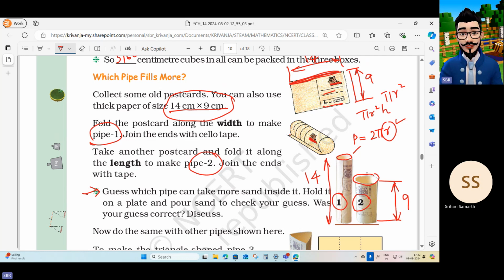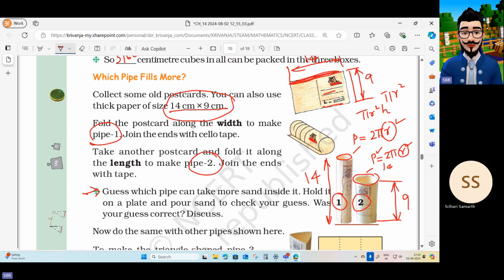Now, similarly, what is the value of P for pipe 2? P divided by 2 pi. First, tell me what is the value. I understand, but I'm not asking you how to calculate r. I'm asking you, do you know the P value of pipe 2? 14 centimeters. Very good. You know P. You can calculate the r value, right?